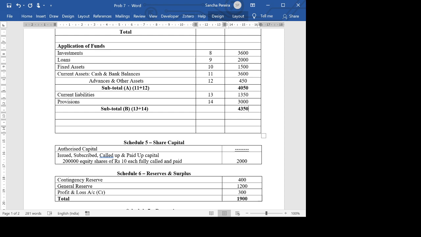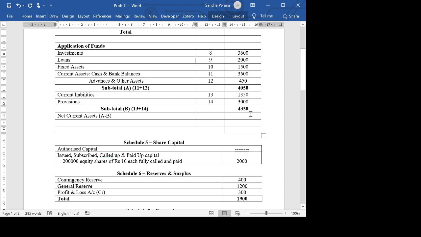Okay. Then what do we do? Then we calculate something called net current assets. And how do I get this net current assets? It's basically A minus B. And what is A minus B here now? A is 4050 and B is 4350.